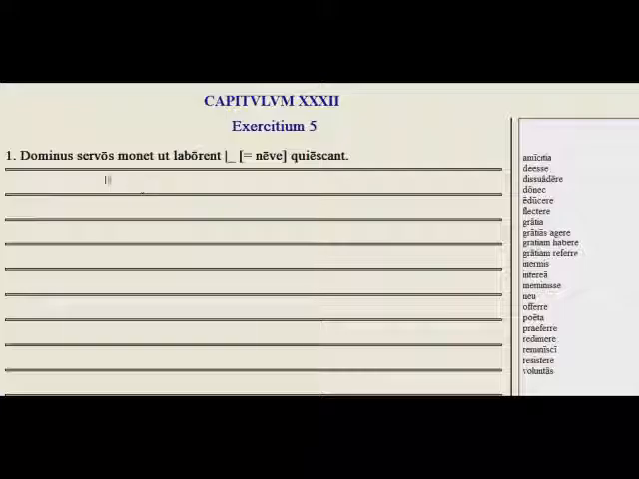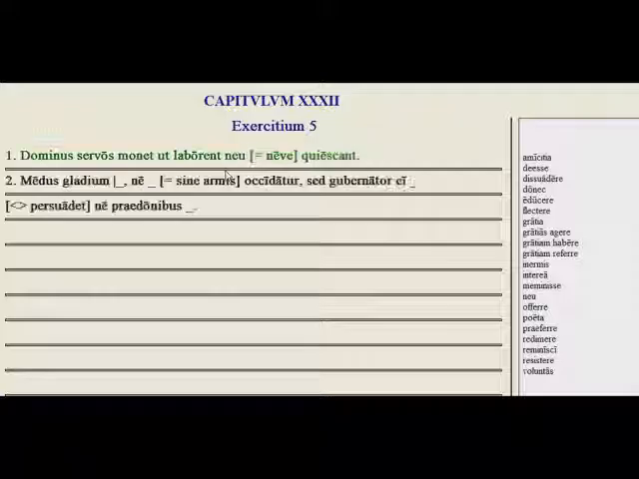Our vocab practice. So we have: Dominus servos monet ut laborent blank quiescat. The master warns his slaves to work and that they not rest. We learned a new short form of "or not" or "and not" here, and that is neu, which means the exact same thing as neve.